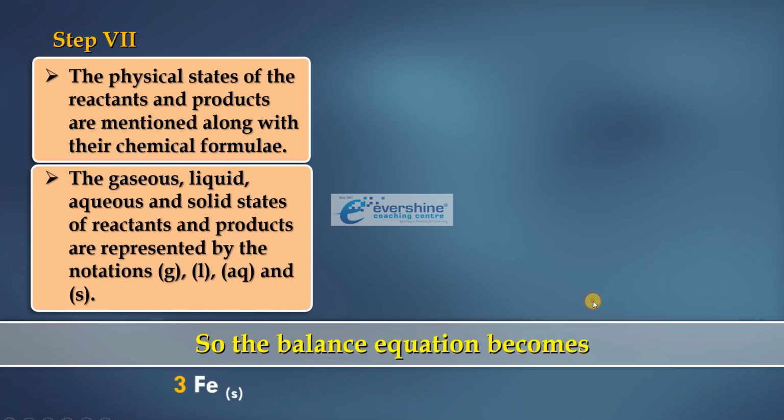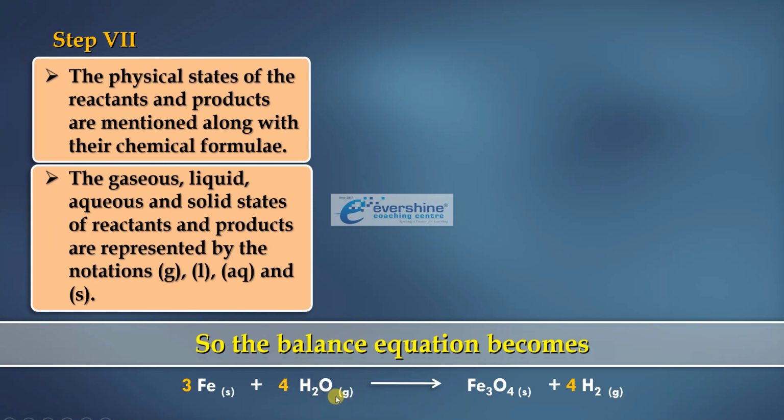Okay? So to balance the equation, it becomes 3Fe plus 4H2O, it gives Fe3O4 plus 4H2. Now iron is solid, water is in a gaseous state. H2O is in gaseous state, Fe3O4 is in the solid state, and hydrogen is in the gaseous state.